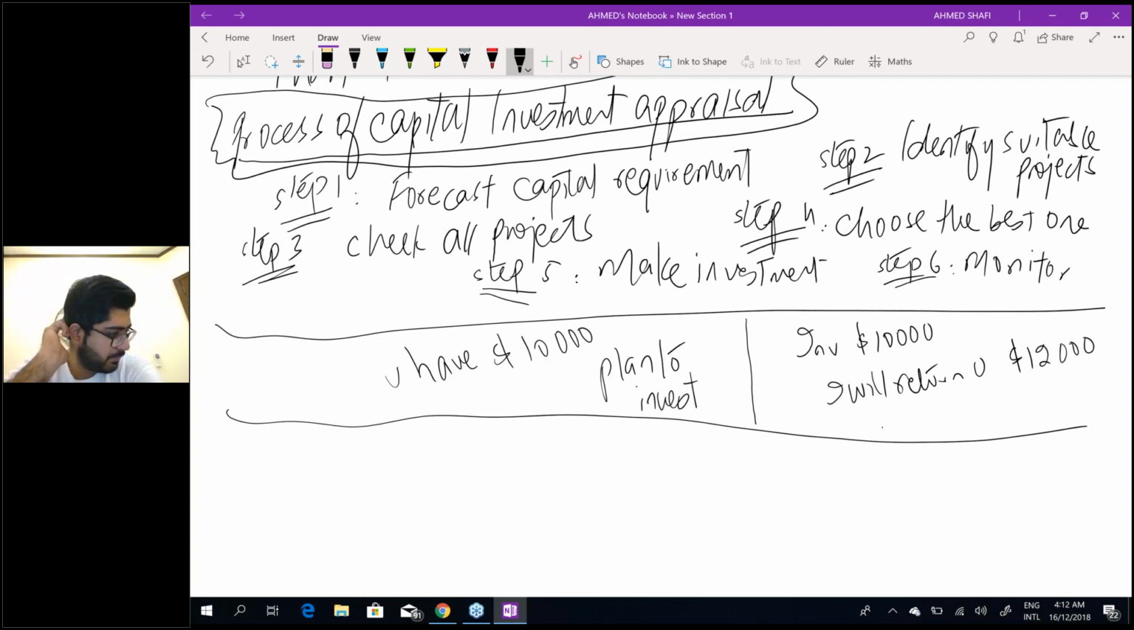Step 5, make investment. Upon receiving approval from management, the funds are invested in the project.